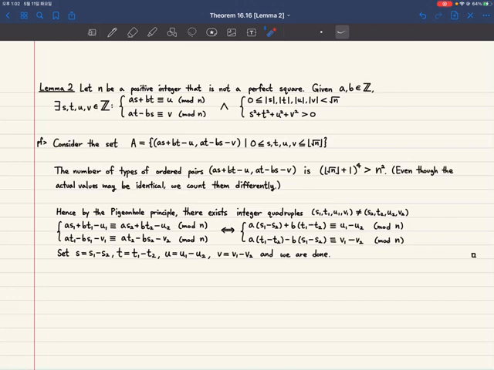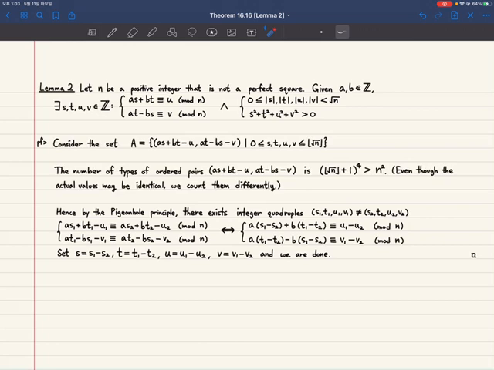So we're going to consider the set of ordered pairs (as + bt - u, at - bs - v). Remember always that a and b are fixed, and it's only s, t, u, v that are moving. So we're going to let s, t, u, v move from 0 to the floor of the square root of n, which is basically the greatest integer less than or equal to the square root of n. But the square root of n is not an integer. Okay, so let's continue.